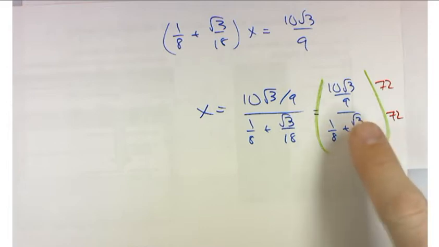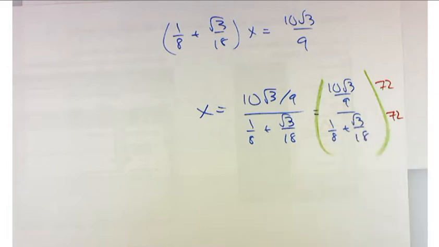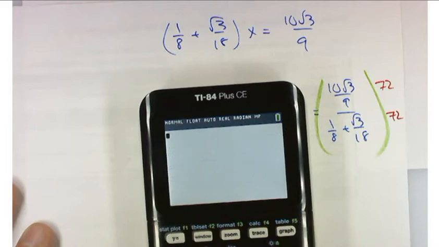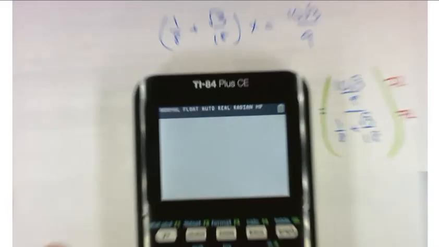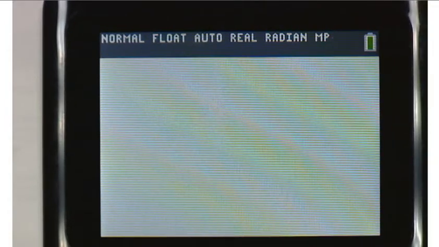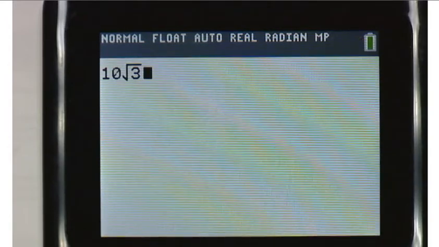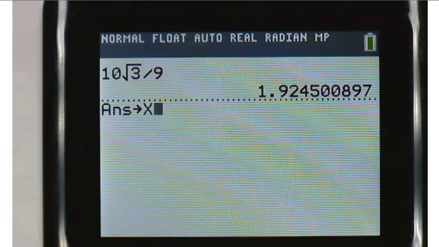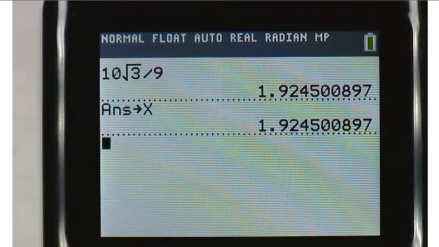With something ugly like this, you might want to break it up into 2 little parts. So here's how I'll do that. It's just kind of an idea here for you. Let's calculate the numerator first. 10 square roots of 3, divided by 9. You know what? I'm going to store that in x. So I've got that part stored.